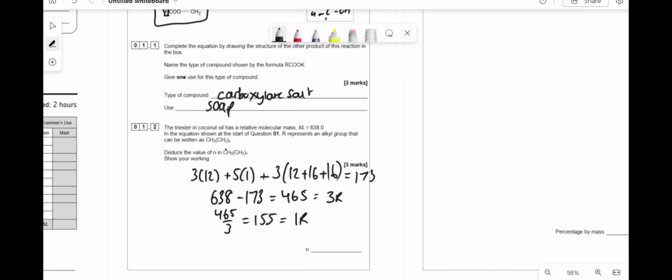So they've told us that each R group is a certain multiple of, so it's going to be CH3 plus a certain number of CH2s. So that means we're going to have the mass of CH3, which is 15, plus n lots of the mass of CH2, 14, and that equals 155. So therefore, n lots of 14 equals 155 minus 15, which is 140, so n equals 10. And that's how you get it.